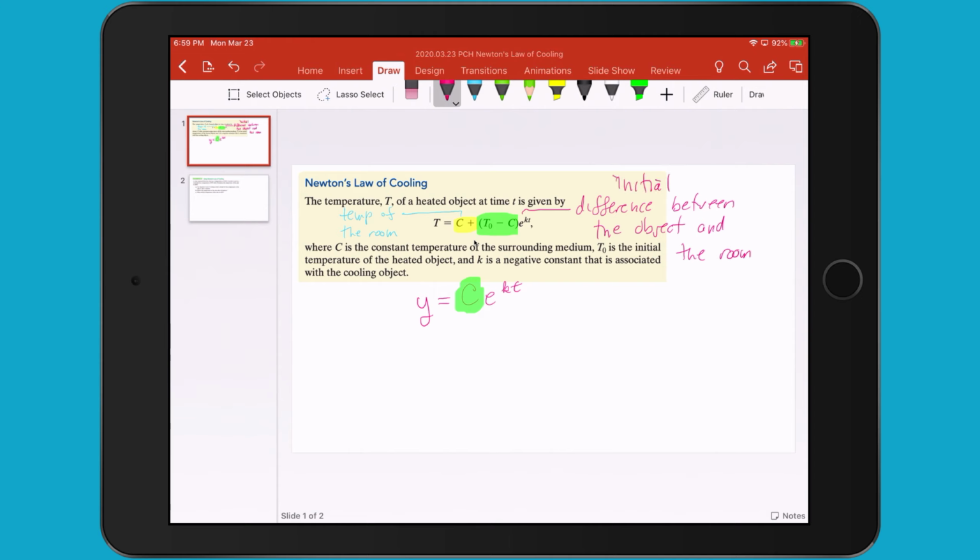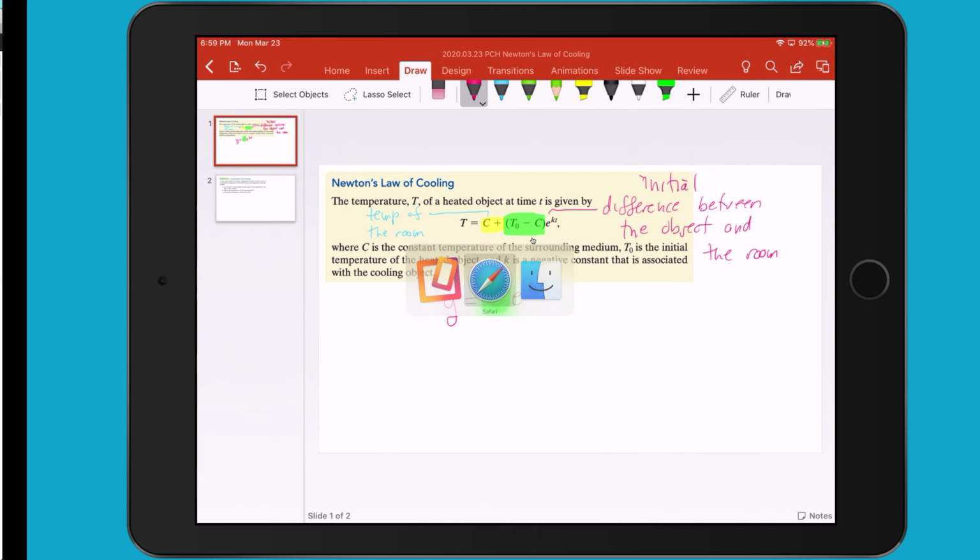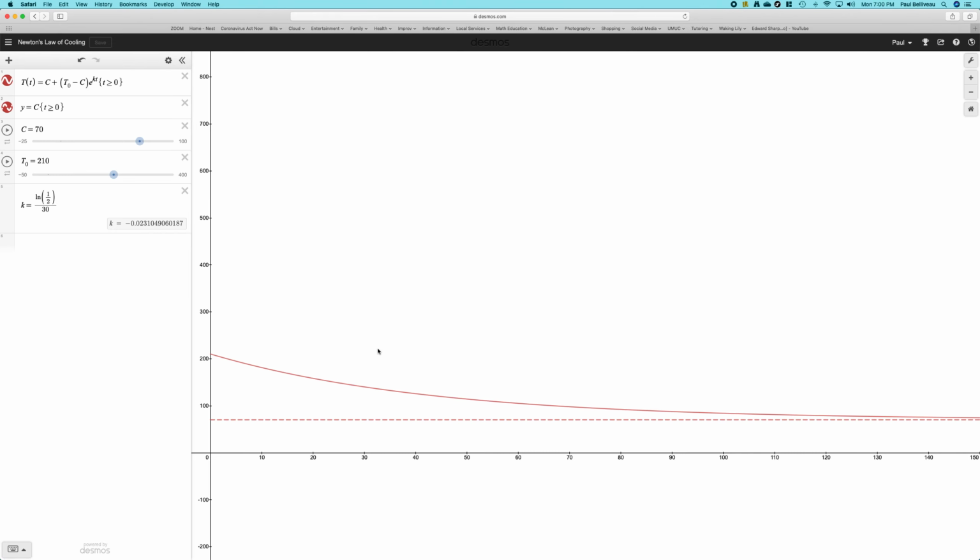Right when you bring the hot object out of the oven, okay, what's the difference in temperature between that object and the air of the room, the air of the kitchen? Okay, right when you bring an object out of the freezer, what's the difference in temperature between the frozen object and the air? And that's what this models almost perfectly. And I say almost perfectly because no exponential growth and decay model works perfectly forever.